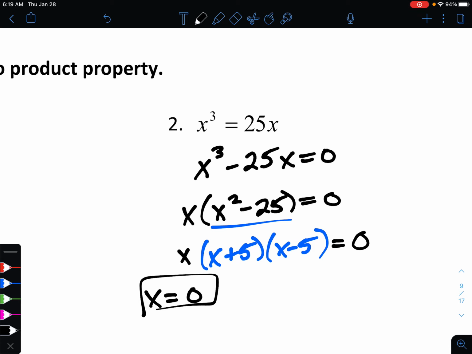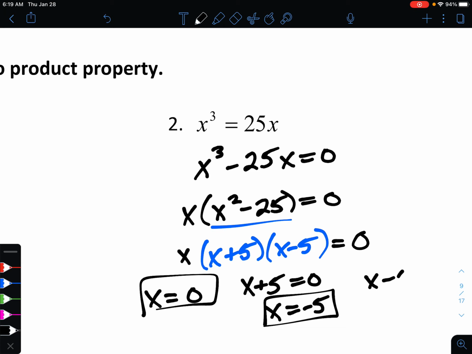Now, had you divided by x, you would still get your other two solutions, because x plus 5 equals 0 leads us to say that x is equal to negative 5, and x minus 5 equals 0 does in fact lead us to x equals 5. So you would have gotten those two solutions had you incorrectly divided by x on both sides. However, you would have been missing that first solution, which is crucial as well.